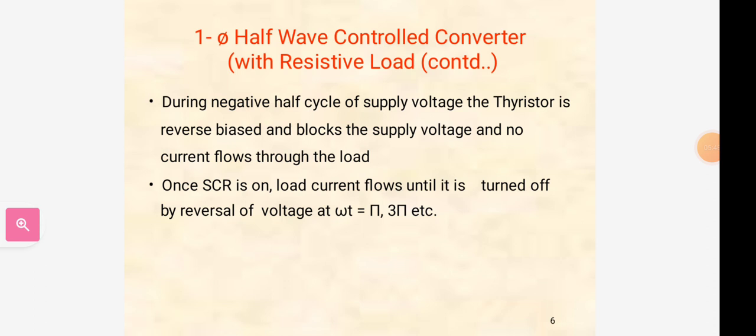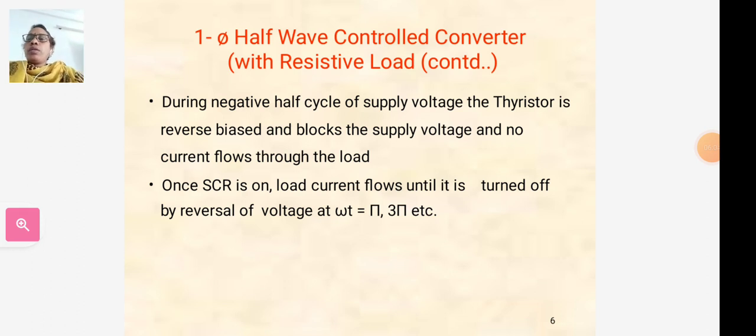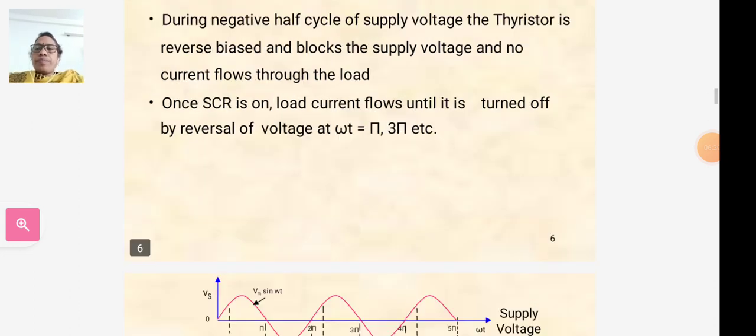During the negative half cycle of the supply voltage, the thyristor is reverse biased and blocks the supply voltage, and no current flows through the load. Once the SCR is on, load current flows until it is turned off by reversal of voltage at omega t equal to pi and 3 pi, etc.